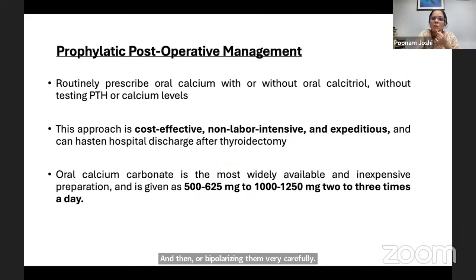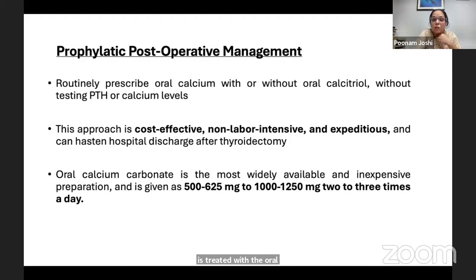So we all know that in the post-operative period, usually hypocalcemia, which is the hypoparathyroidism, which ultimately manifests as hypocalcemia, is treated with oral calcium and vitamin D.